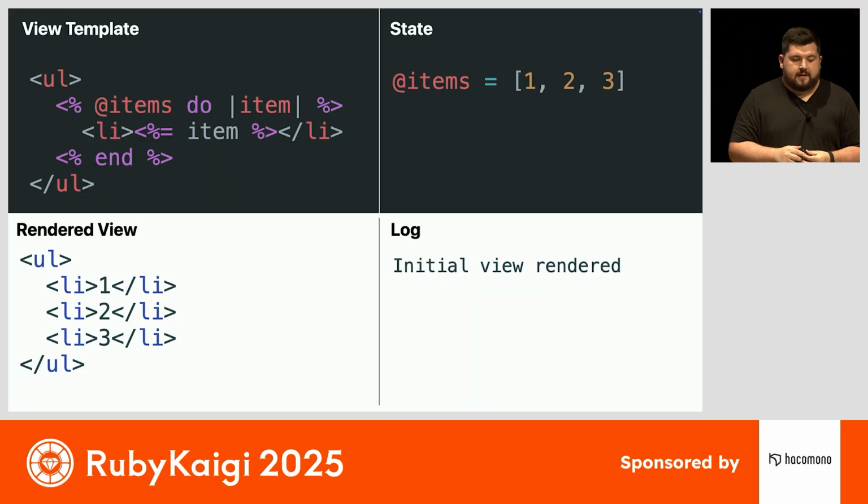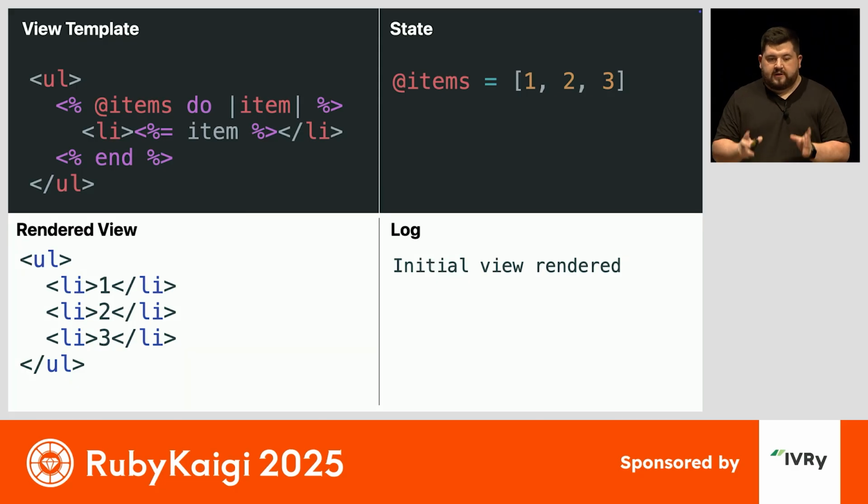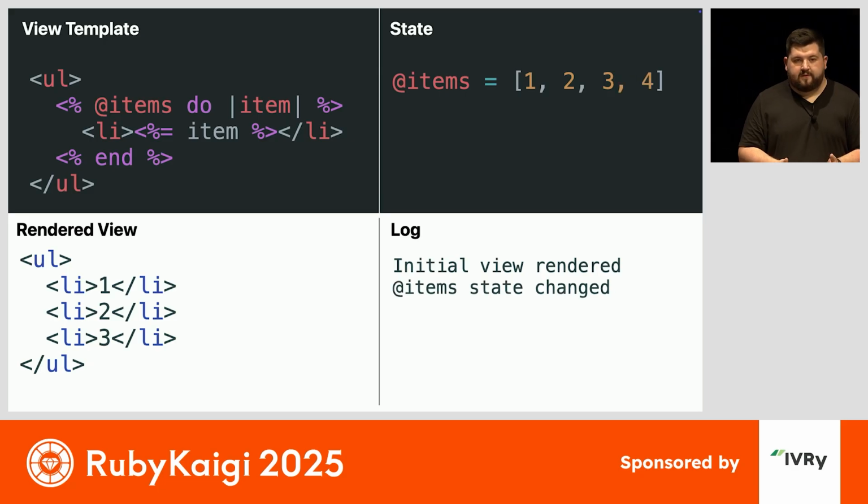So we have a basic template, which is the items array, and we loop over it. We render out a list item for each of the items. The instance variable here is representing the state. So we have 3 items in the state, and then in the bottom left, you see the rendered view itself. So we render this initially, send it down to the client from the server, and then in some way, the state gets updated. We have a 4th element in the state now. So we want to reflect that.